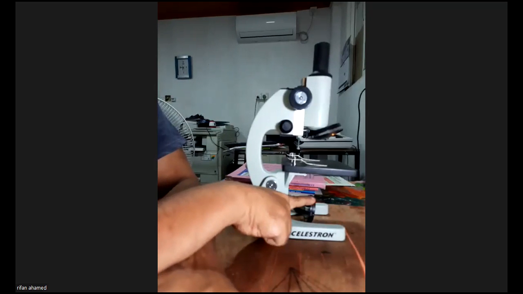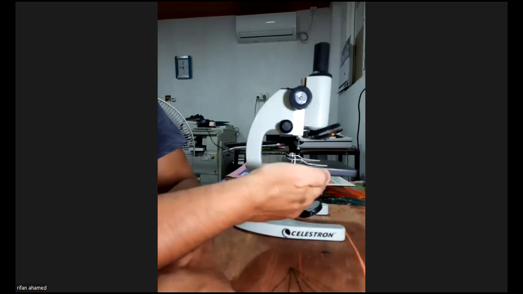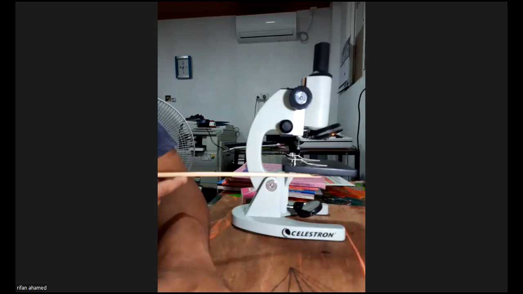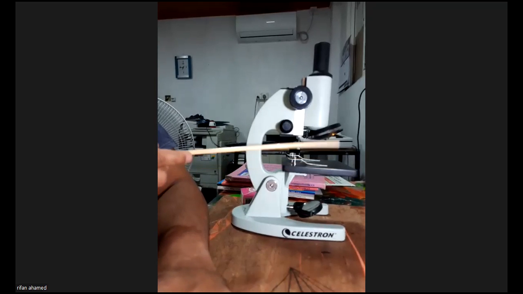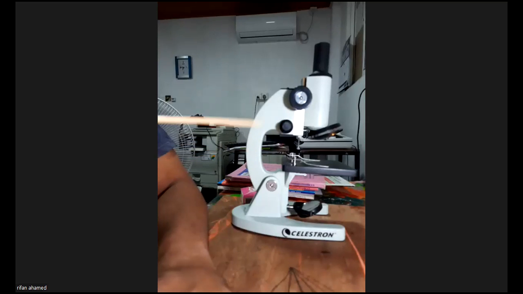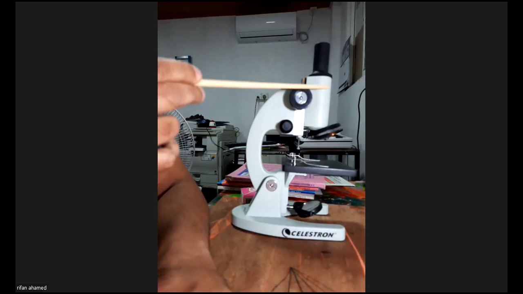Now, tell me, what is this? Base. This one, mirror. The part down here, stage. The part down here, diaphragm. This black color part, stage. These ones are stage clips. This part, arm. This one, coarse adjustment knob. This part, fine adjustment knob. This part, body tube.